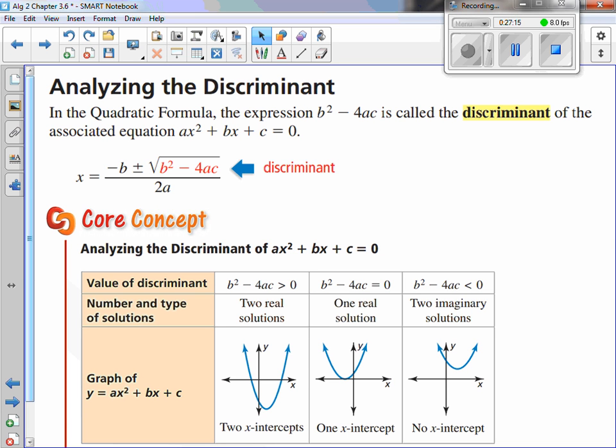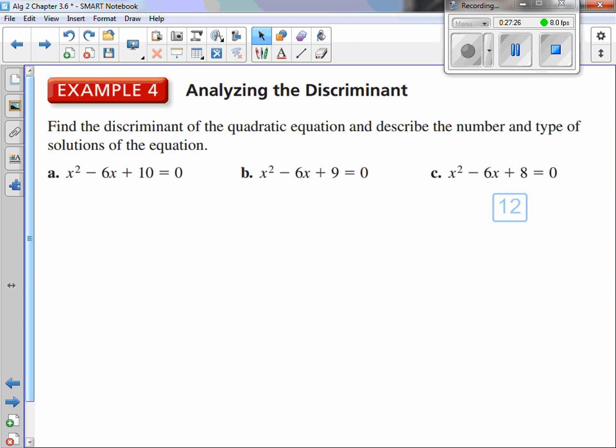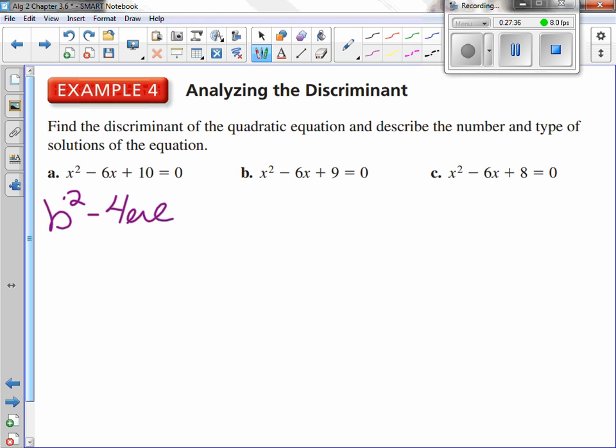And so we can use it to see what kind of answers am I going to have? What are we going to expect to see show up? And we can use that. So if we look at this first one here, x squared minus 6x plus 10, I can use the discriminant b squared minus 4ac to see what values will I have. What values am I expecting to come out?